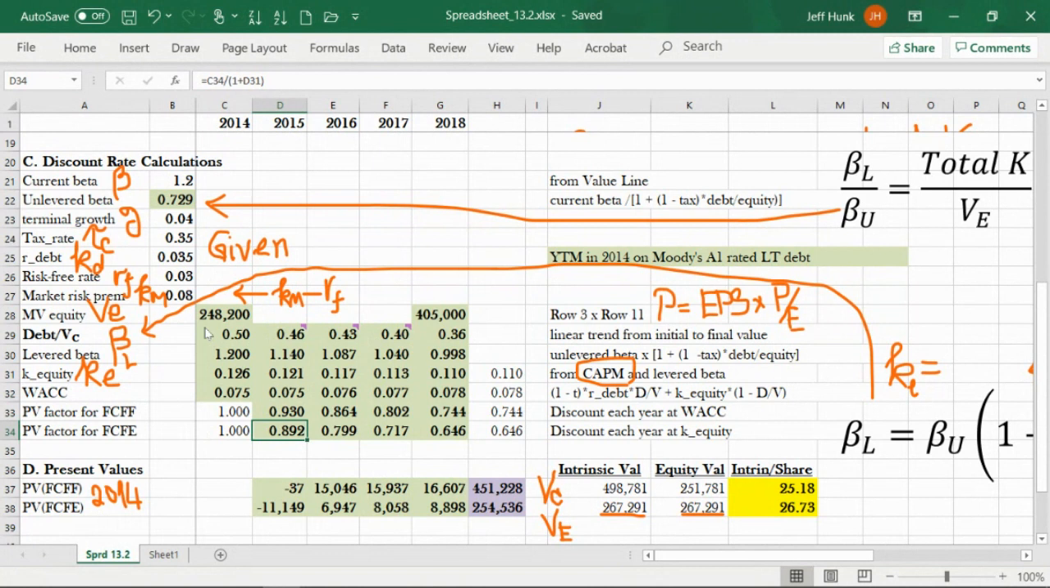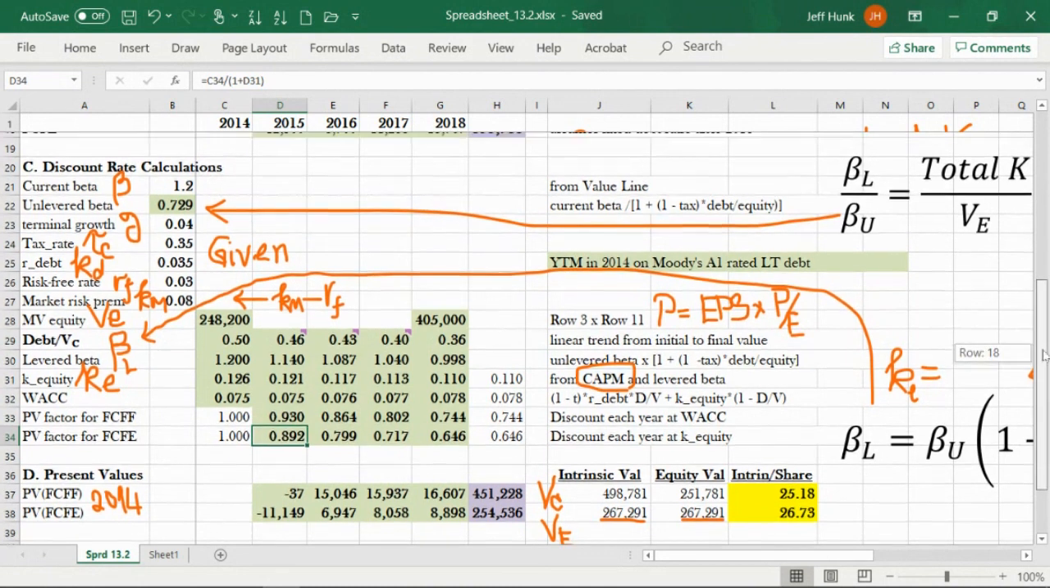Now, to calculate beta, we need the risk-free rate and market risk premium, right? There are a whole bunch of other factors that need to be considered also in this particular section. So let's take a look.